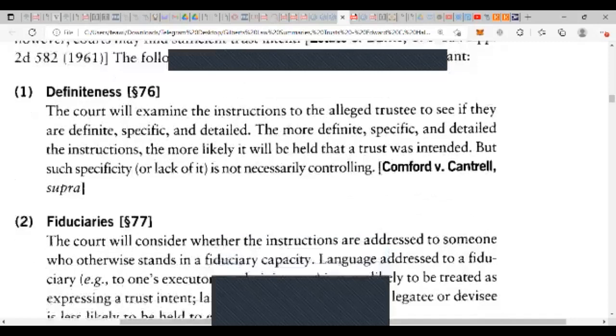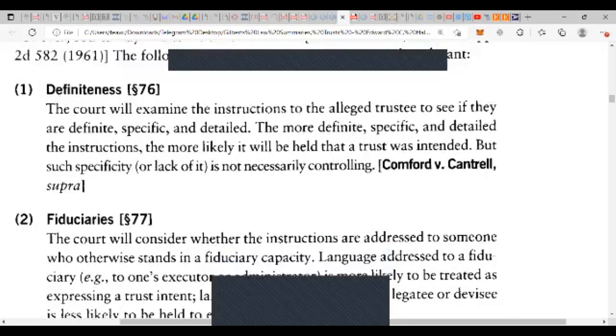Number one, definiteness, Section 76. The court will examine the instructions to the alleged trustee to see if they are definite, specific, and detailed. The more definite, specific, and detailed the instructions, the more likely it will be held that a trust was intended. But such specificity or lack of it is not necessarily controlling. Comfort versus Cantrell.